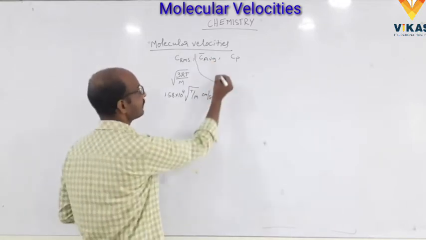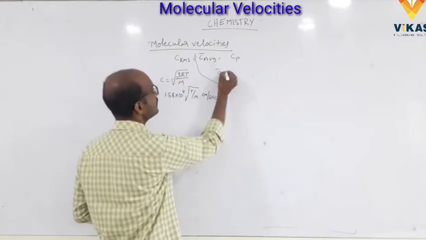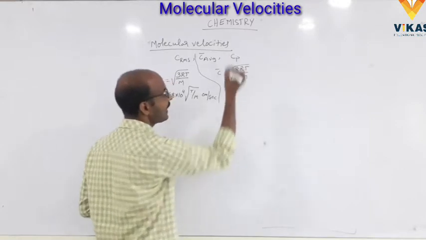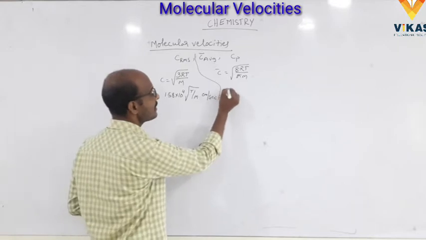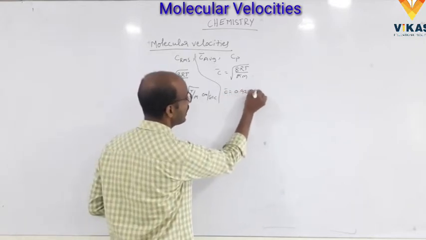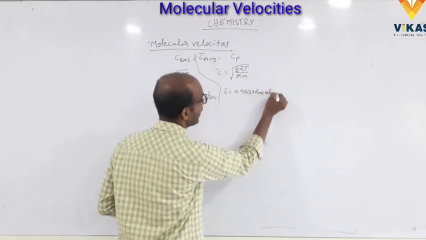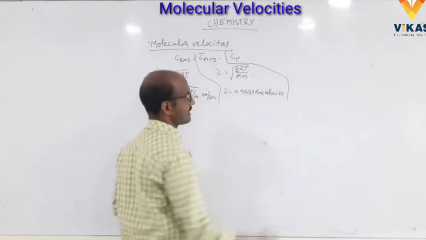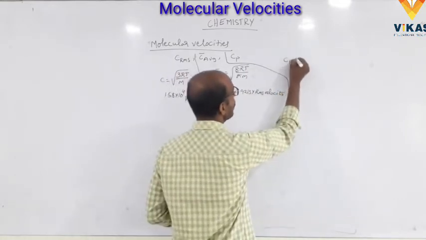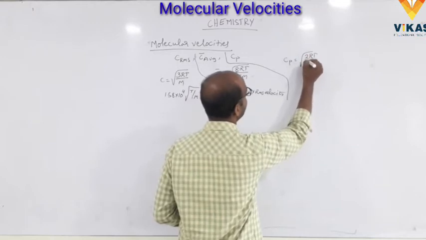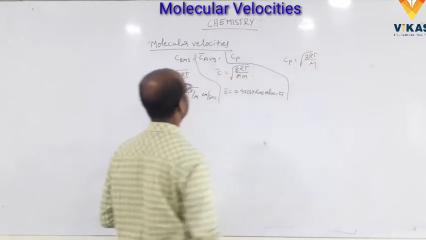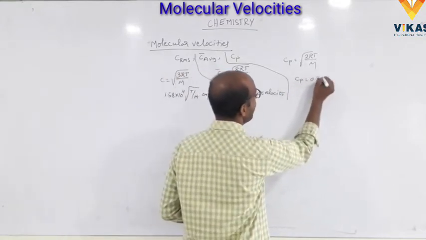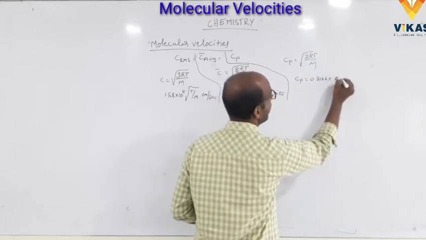And the average velocity C bar is equal to the square root of 8RT by pi m. And the value is C bar equal to 0.9213 into the RMS velocity. That is the average velocity. And next, the most probable velocity Cp is equal to the square root of 2RT by m. So Cp is equal to 0.8166 into the RMS velocity.